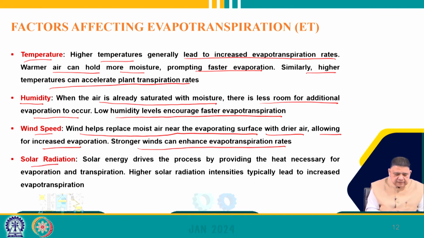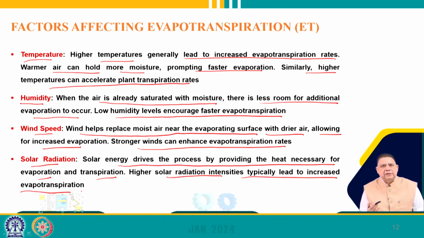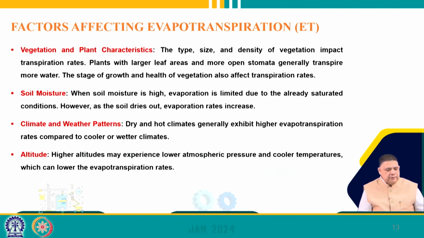Solar radiation: solar energy drives the process by providing the heat necessary for evaporation and transpiration. Higher solar radiation intensity typically leads to increased evapotranspiration. So, if the heat available is higher, then evaporation will be more, transpiration will be more. So, the sum of evaporation and transpiration, that is evapotranspiration, will also likely be more.